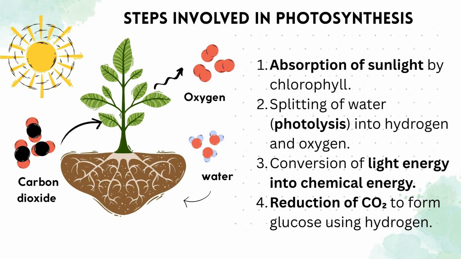The sunlight energy absorbed by the chlorophyll is converted into chemical energy. This chemical energy is needed for the plant to make the food. Carbon dioxide from the air enters the leaves through stomata. Using the hydrogen from split water and chemical energy, the plant converts carbon dioxide into glucose. This glucose is then used for energy and stored as starch.